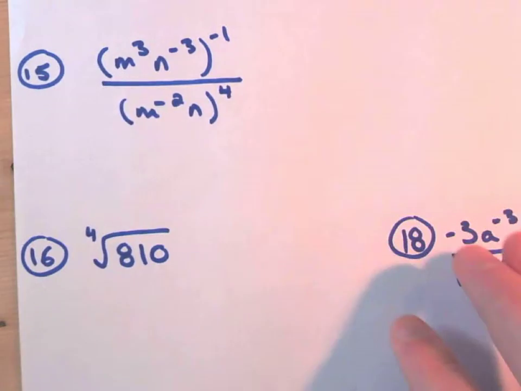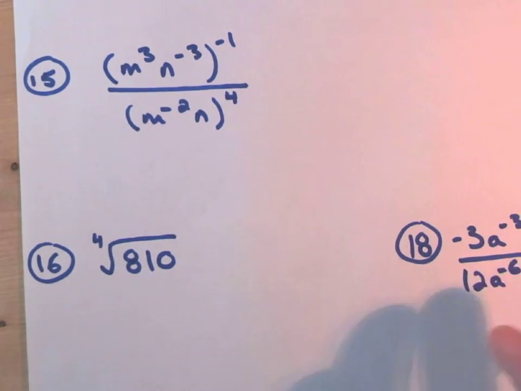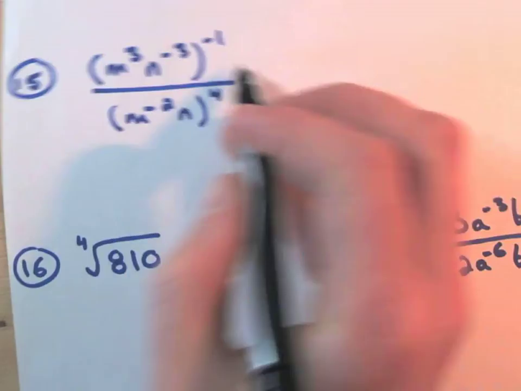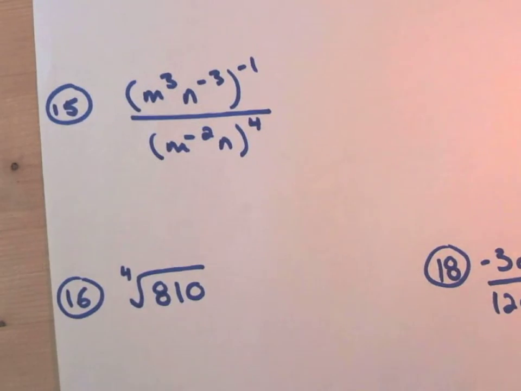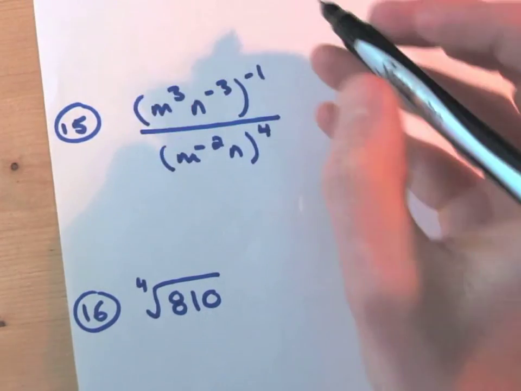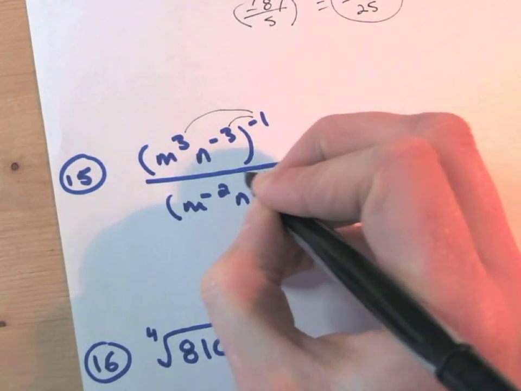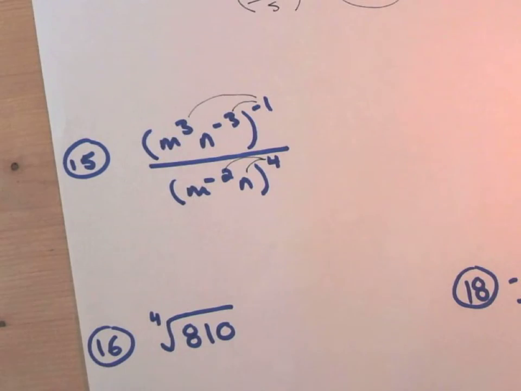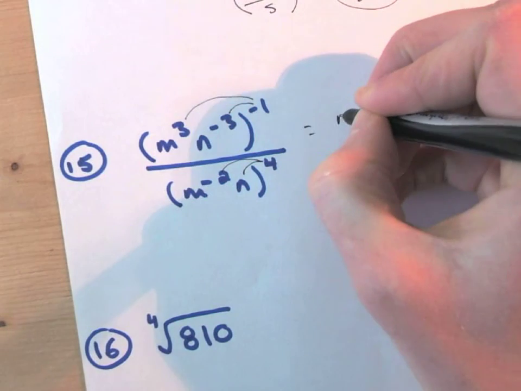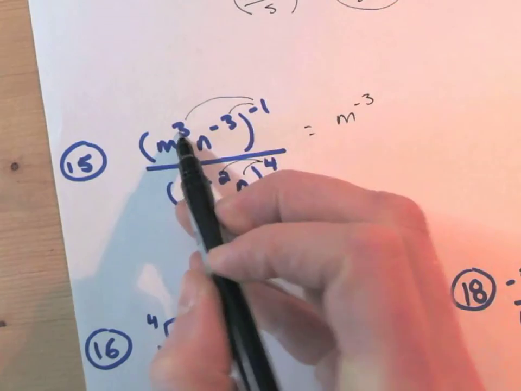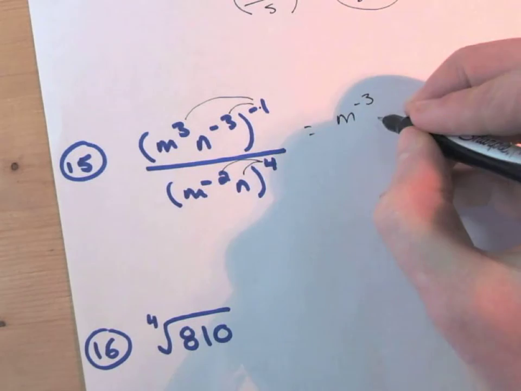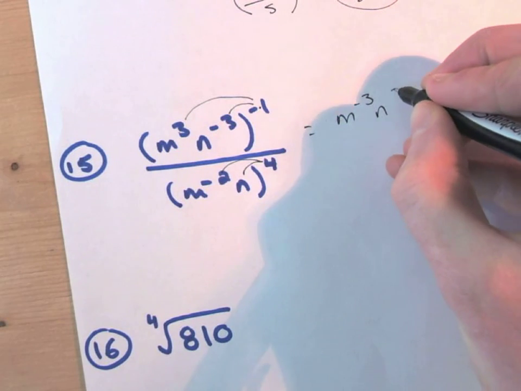We have (m cubed n to the negative 3) to the power negative 1 over all of this. Okay, so there's lots of ways you could do this. The first step I would do is distribute this negative 1 to both of them and this 4 to both of those. Here we have m to the negative 3, because 3 times negative 1 is negative 3. And then we have n to the positive 3.